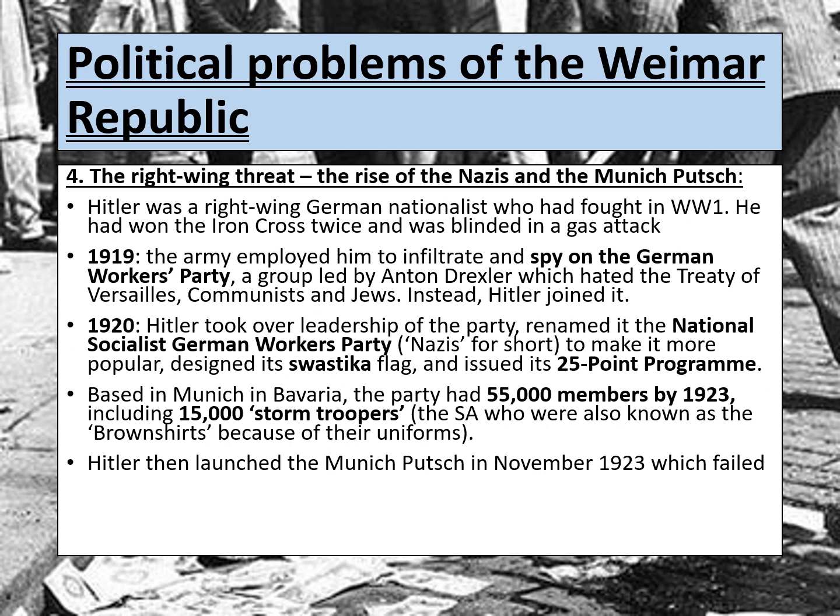So for this next slide, we're still looking at the fourth political problem, the right-wing threat, but for this one, we're going to be looking at the rise of the Nazis, and we're also going to be looking at the Munich putsch, but we'll look at that on the next slide. So first of all, we know that Hitler was a right-wing German nationalist himself. He'd fought in World War I, and we know that he'd been awarded the Iron Cross twice. He was also blinded in a gas attack towards the end of the war as well.